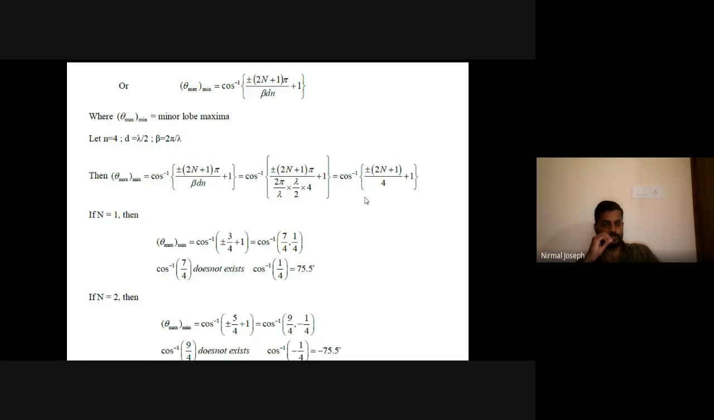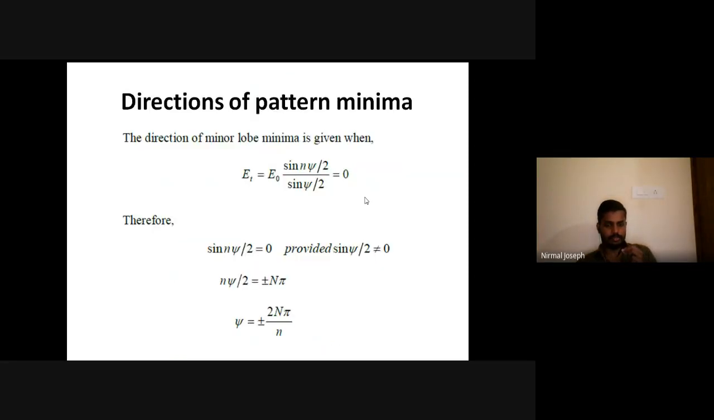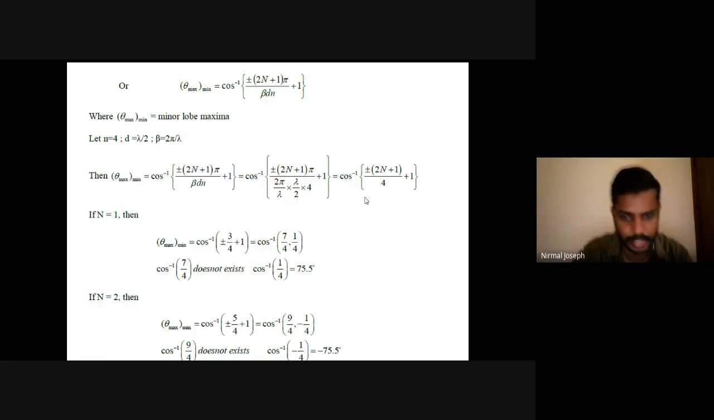What will be the result? Just go through the steps. Cos inverse 7 by 4 does not exist. Why? I already asked the question for that; if you write the answer for it, you will understand this step also. So cos inverse 1 by 4 is 75.5 degrees. Similarly, we put n equal to 2, and here also we get one more direction.